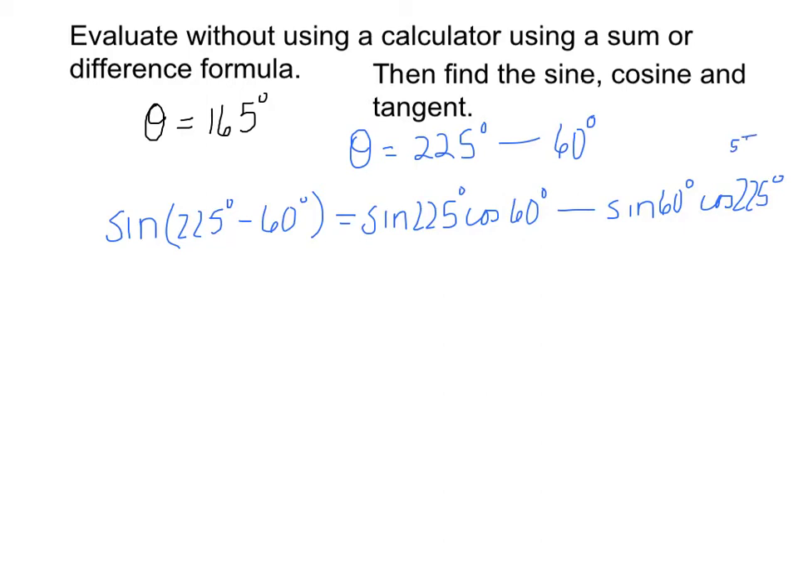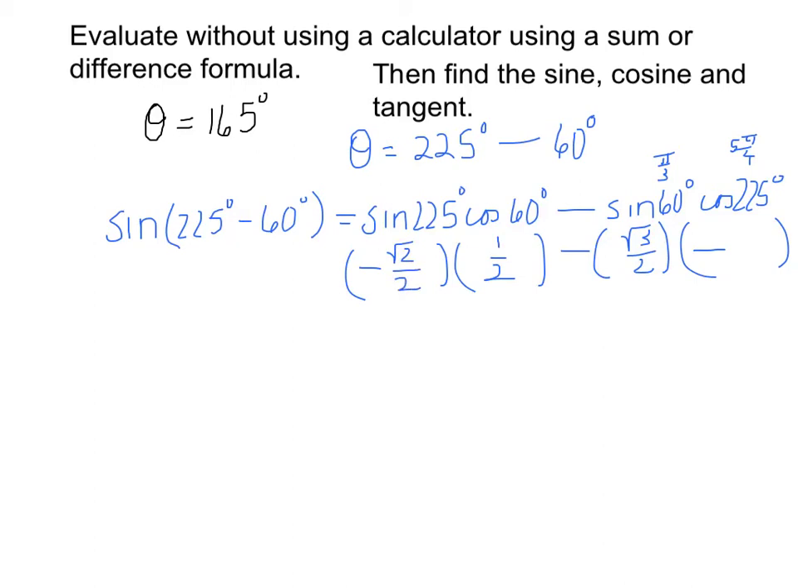225 is 5 pi over 4. 60 is pi over 3. So that's what I'm dealing with here. So the sine in the third quadrant is negative, and the cosine of 225 is also negative. So that helps a little. And then the cosine of pi over 3 is 1/2, and the sine is square root of 3 over 2. And then I have a minus between them. So I have the sine of 225 is square root of 2 over 2. This is square root of 2 over 2. So this is going to be negative square root of 2 plus square root of 6 all over 2 times 2 is 4, and that's your answer.